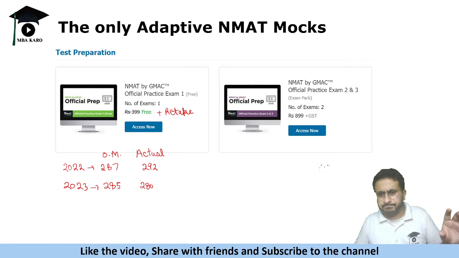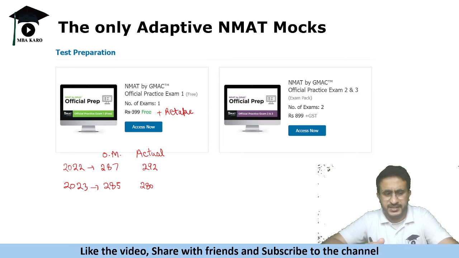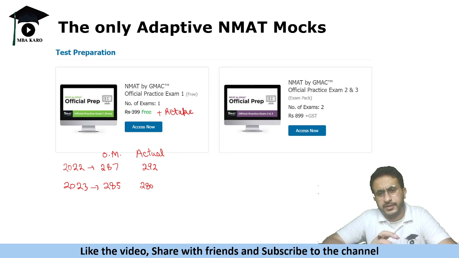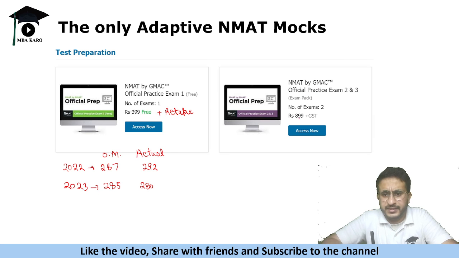But if your luck factor remains the same and you follow the same strategy, then it is going to be almost the same as your official mock score. Okay, so that is the only adaptive mock test that you will find. NMAT also offers 2 more official mocks for practice.